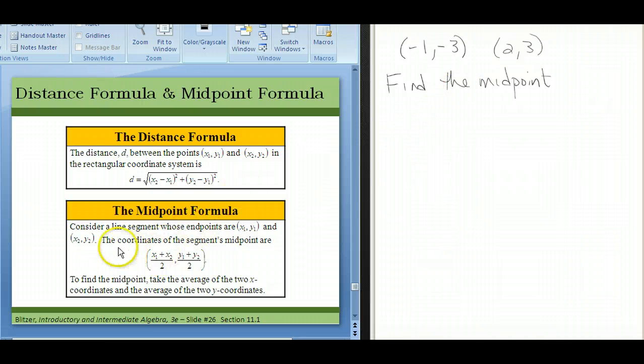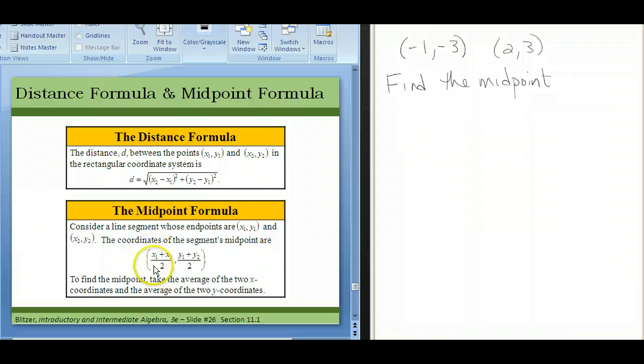So how do we use the formula? Again, we have this notation for x1, y1, and x2, y2. Again, it won't matter what you label the points as. This could be x1, y1, and this could be x2, y2, or vice versa. It doesn't matter, as long as you understand what the formula is saying to do here.